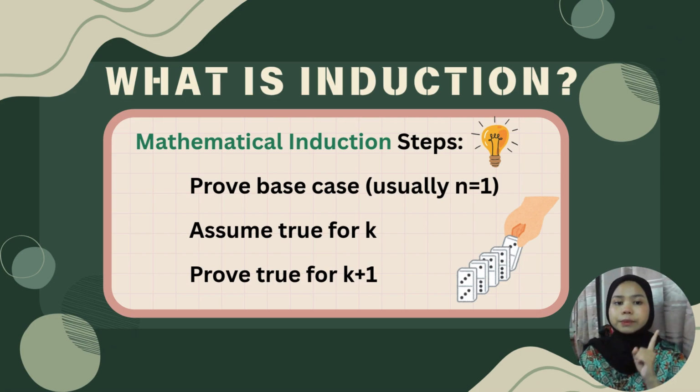First, we check the base case to make sure the formula works for the smallest number. Second, we assume that the formula holds for some number k. Finally, we use the assumption to show it also holds for k plus 1. If we can do all this, then the statement is true for all natural numbers.